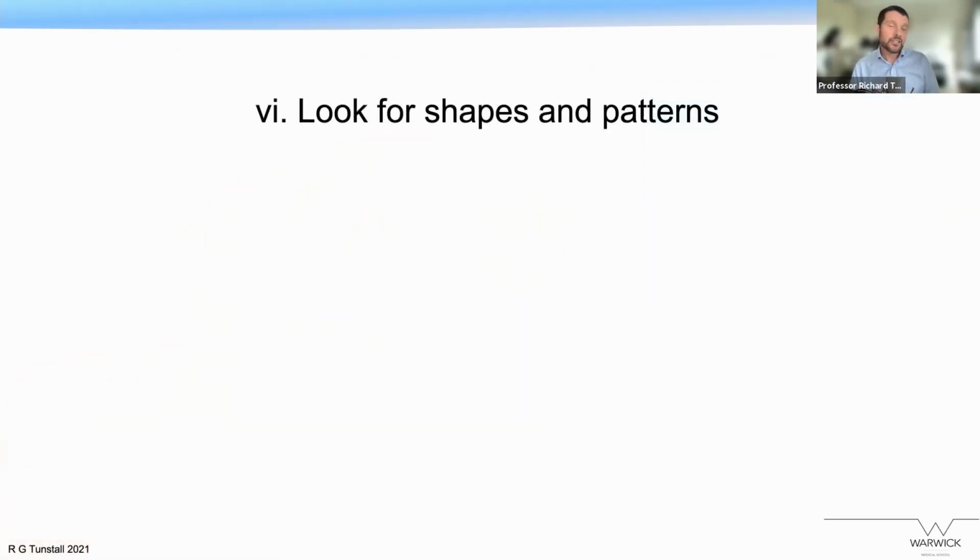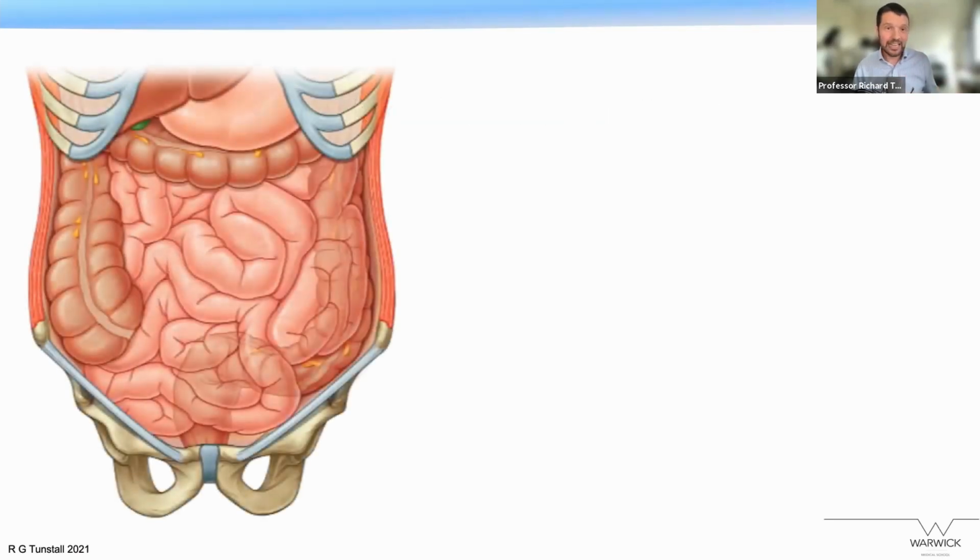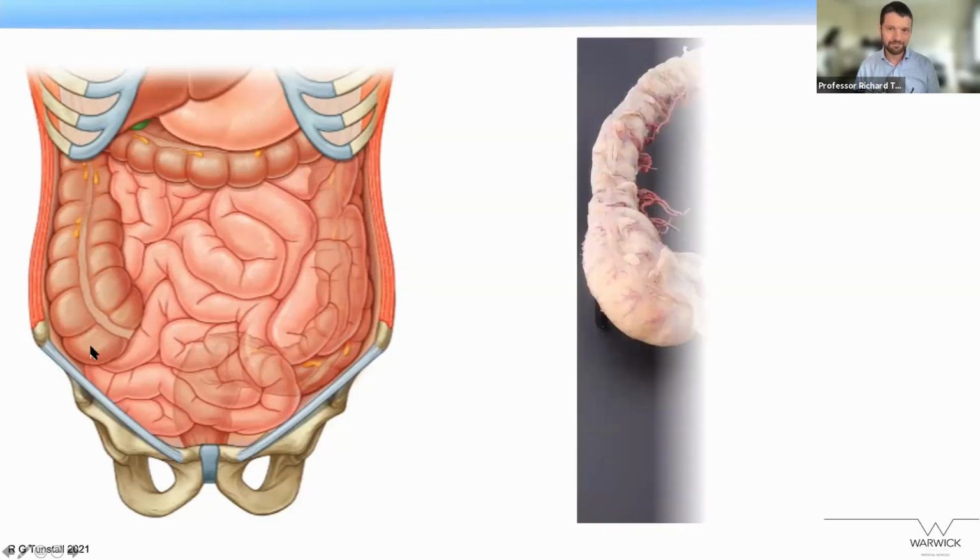Next, look for shapes and patterns. Now, this might sound really simplistic, but this week, my new medical students started, my year ones, and this is what I've been telling them repeatedly. Just look for shapes and patterns. So here's an example of a drawing of the abdomen with the intestine in place. Look at the large intestine here, where the mouse pointer is. Look at the shape of that.